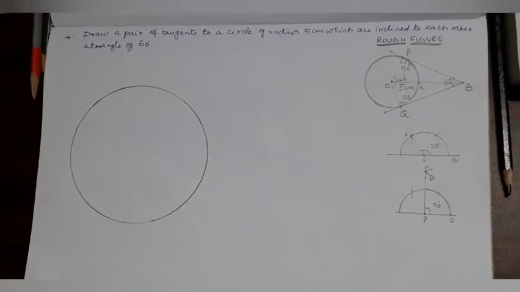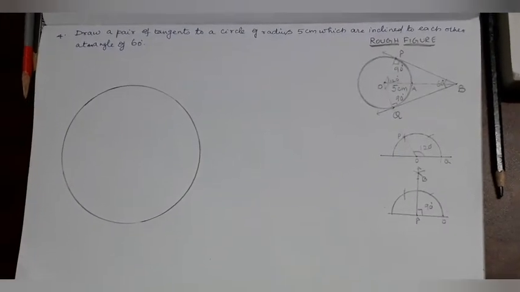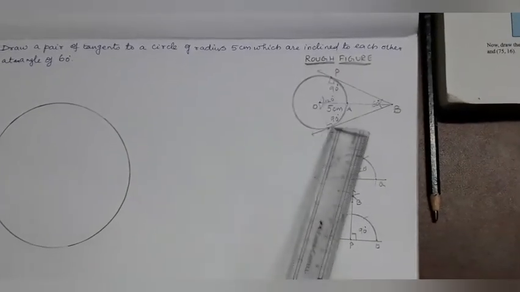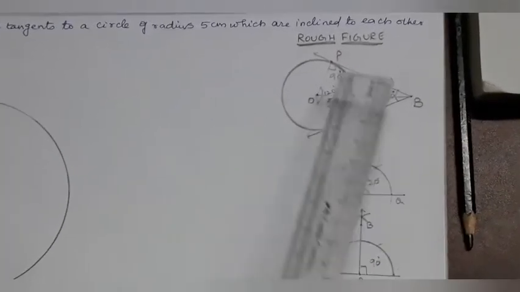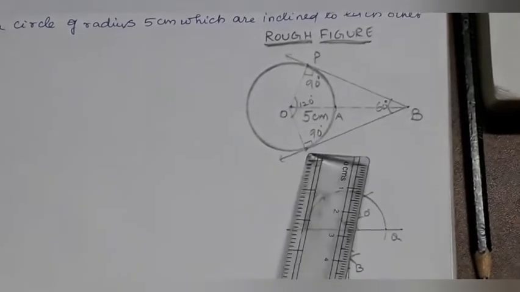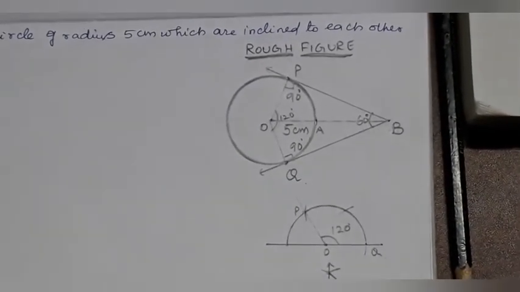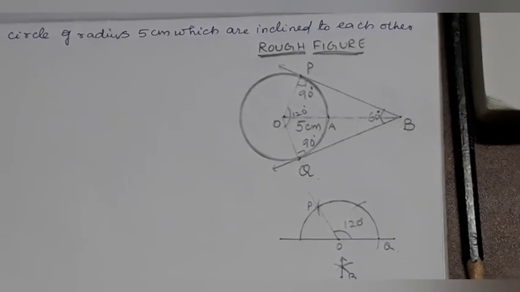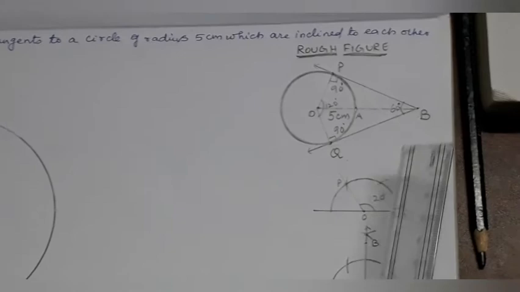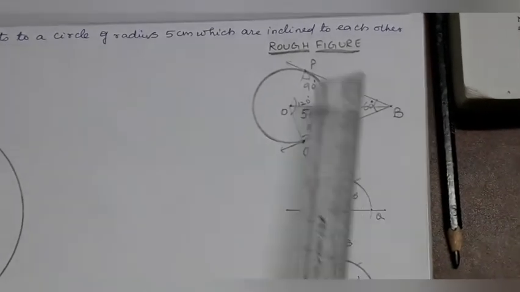To draw the tangents inclined at an angle of 60 degrees, we have to find out the angle POQ. See the rough figure, POQ. We have to find the angle POQ, the center angle. Then only we will be able to construct the tangents. For that, see the rough figure.